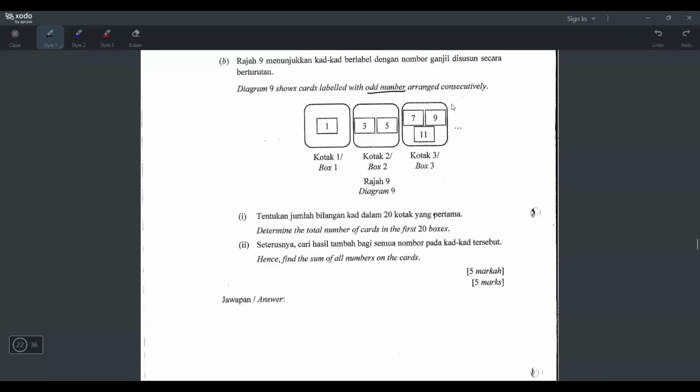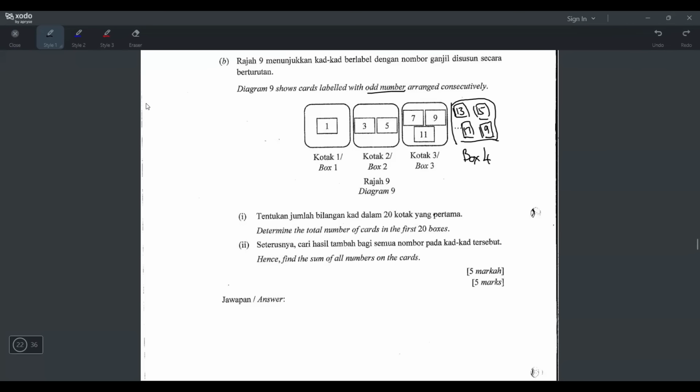So I think I can guess the kotak 4 already lah. Right, let's try to guess the box 4. What's inside the box 4? There should be 4 cards and it should be the next 4 odd numbers, which is 13, 15, 17, 19. So I think you get the idea. Box 1 have 1 card, box 2 have 2 cards, box 3 have 3 cards, box 4 have 4 cards, box 5 have 5 cards, box 6 have 6 cards, and so on, right? But the cards label, we will all label with the odd numbers.